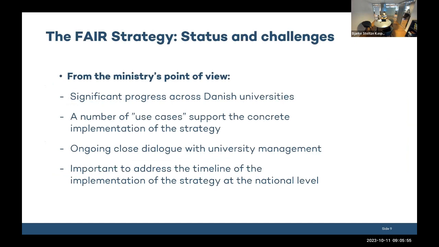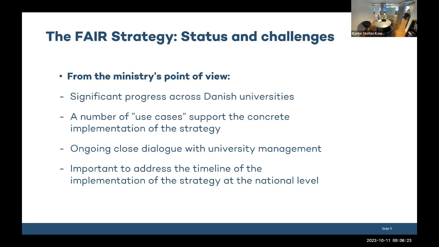So just to end my presentation, I will say that from the ministry's point of view, the Danish FAIR data strategy, we have seen a significant progress across Danish universities. They are working with a number of use cases that we really think support a concrete implementation of the strategy at the universities. We have an ongoing close dialogue with the university management.